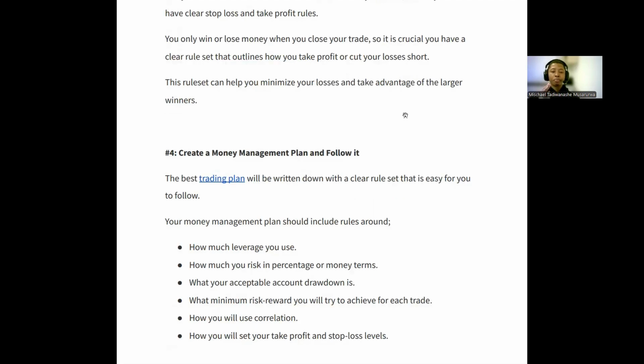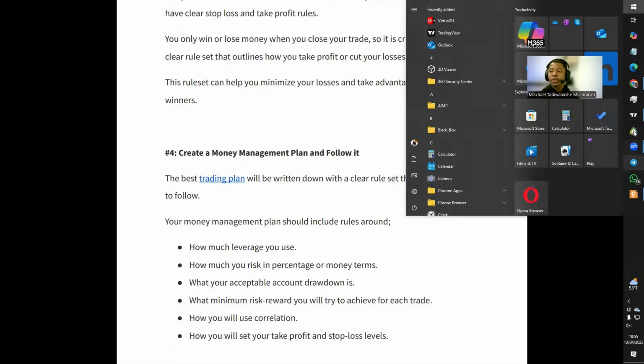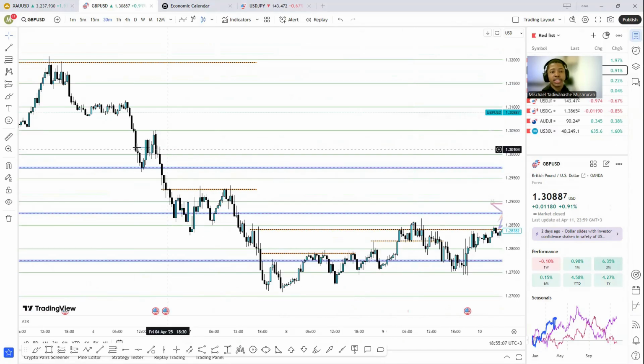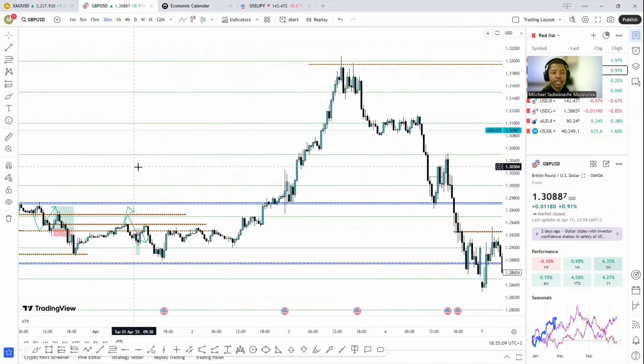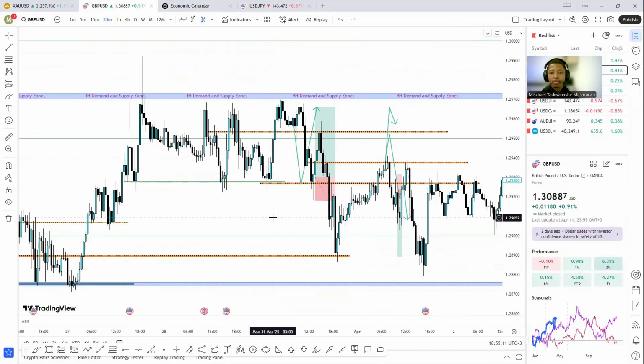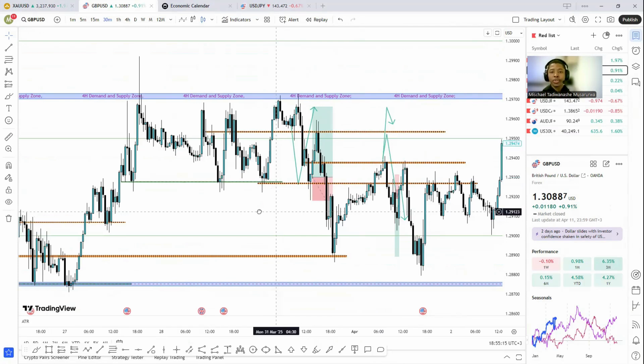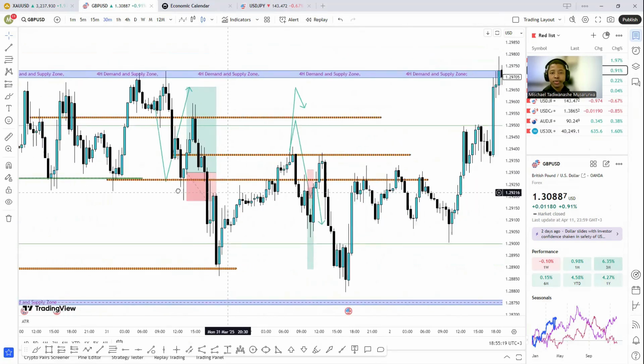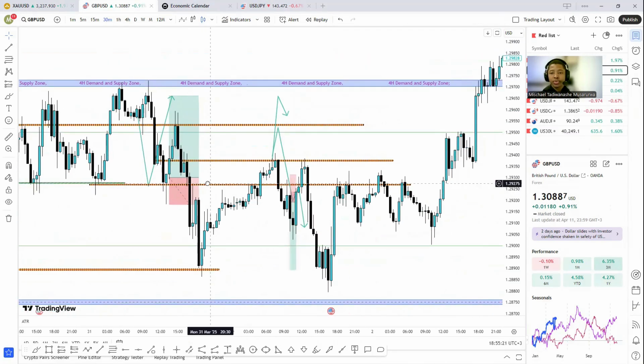A minimum risk to reward ratio. This is very important, guys. A person should have a minimum risk to reward ratio. They say if this trade does not have this risk to reward, I'm not getting in. As for me, if a trade does not have a 1 to 2 risk to reward, I'm not comfortable taking the trade.